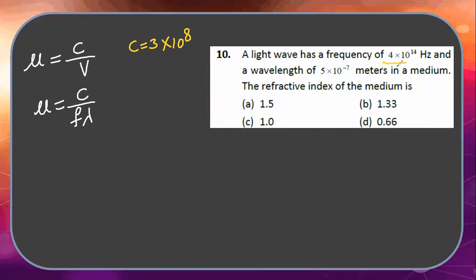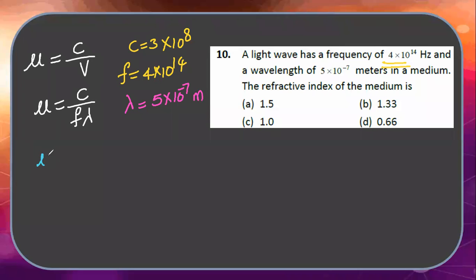It is given that frequency f is equal to 4 into 10 power 14. When light travels from one medium to another, the wavelength and the speed of the light change, but the frequency remains the same. You have to keep that in mind. Then the wavelength is given as 5 into 10 power minus 7 meters.